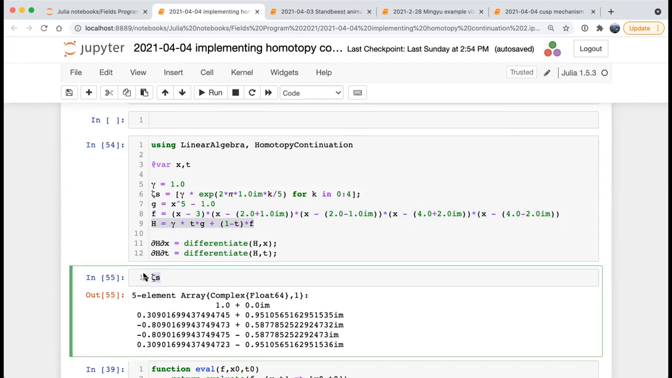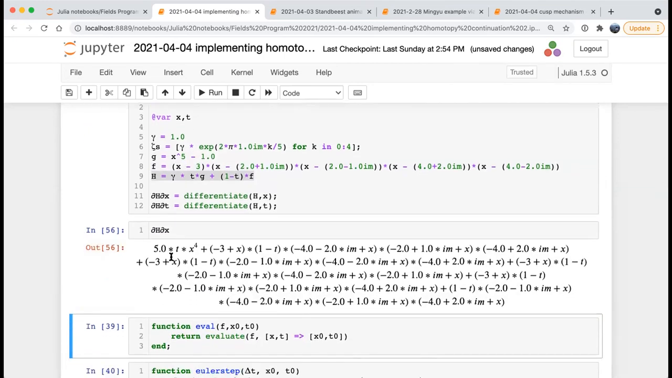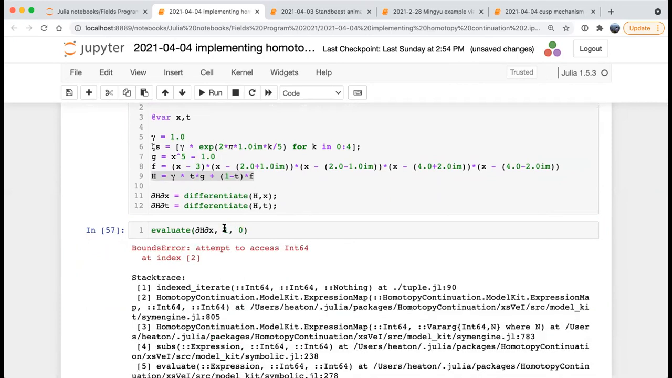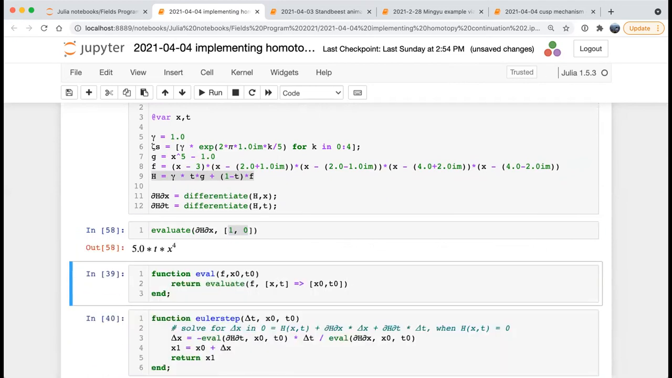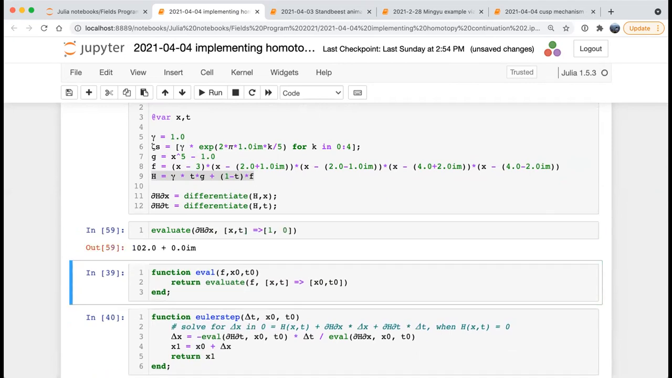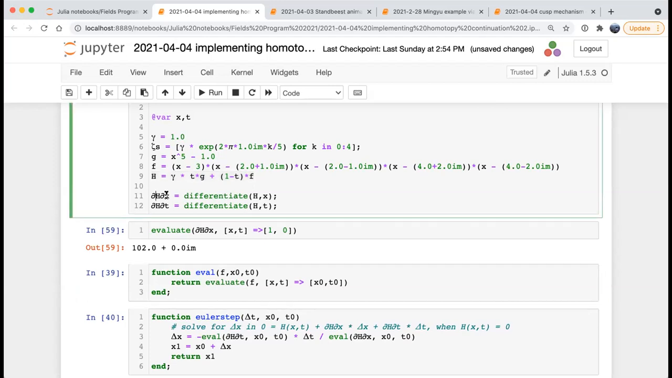Now I differentiate, so we can take a look at those. Partial x. So this is again a polynomial, and if I just evaluate it at some point, say 1, 0, you have to do the variables. There we go. So what I have are these 2 derivatives that we saw in the Taylor series, and we can evaluate them at specific parameter values x, comma, t.